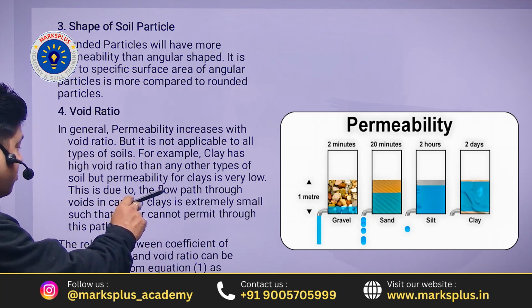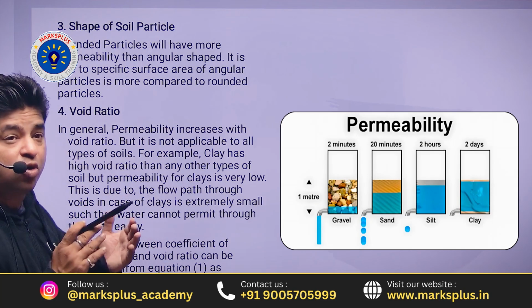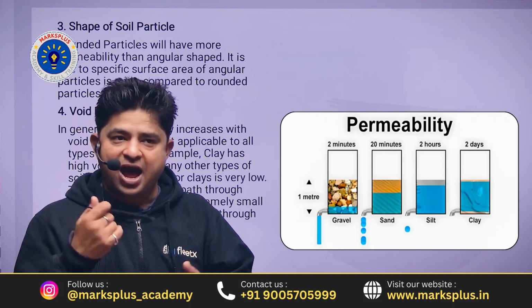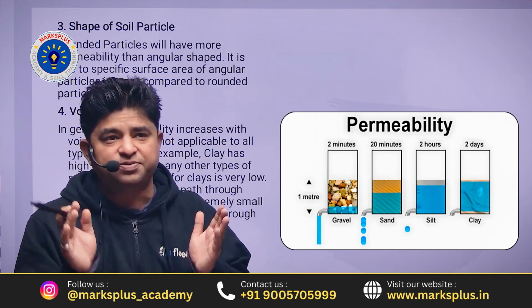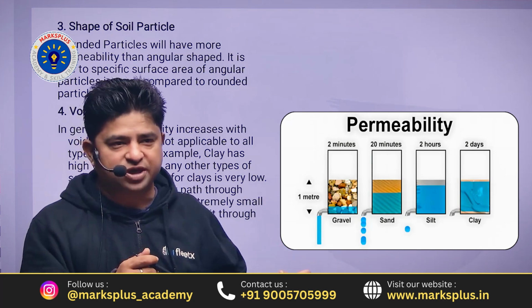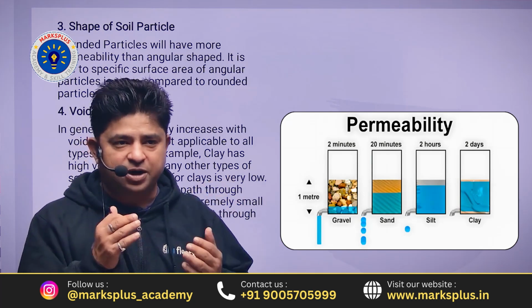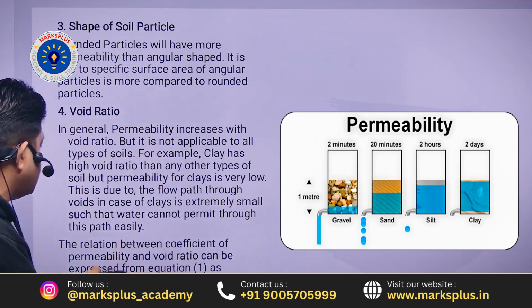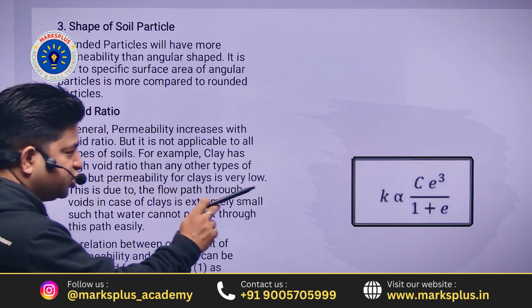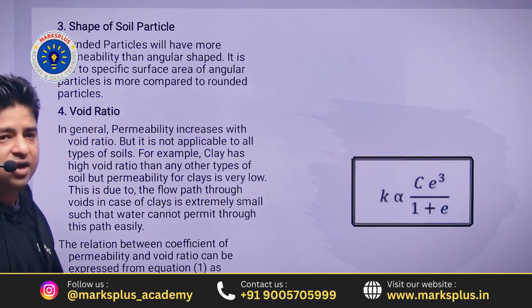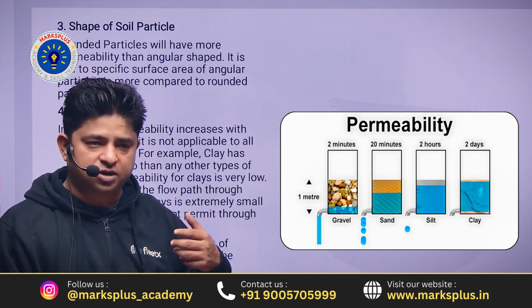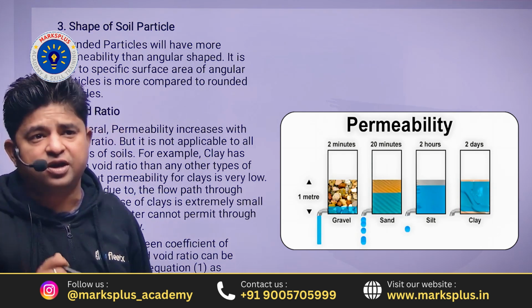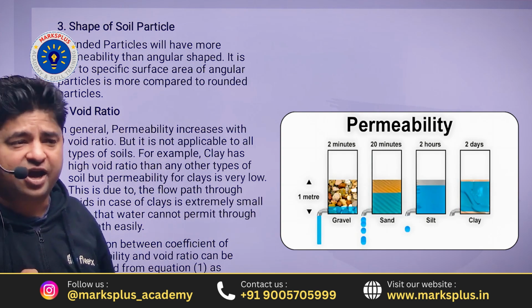Because this is due to the flow path through the voids, which is extremely small in the case of clay, because the distance between the voids is lesser in clay. Fine grained soil has a larger number of voids, but the distance between the soil grains is lesser as compared to coarse grained soil. That means the discharge of the fluid through that particular clay will be lesser as compared to the flow taking place through gravel. When we derive this relationship, we assume that clay has a greater number of voids, but the flow path, meaning the distance between the voids, is lesser in clay. That is why we can say that the permeability of clay will always be lesser.